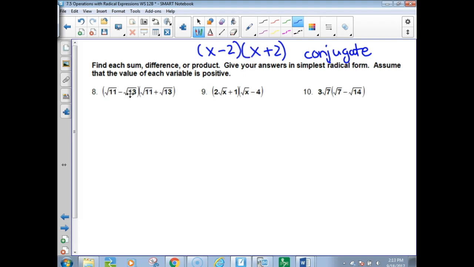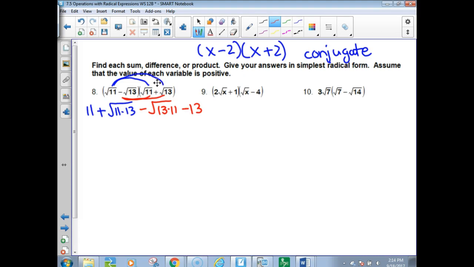So if I multiply these guys, it's a little easier than maybe you think. The square root of 11 times the square root of 11 is 11. I'm going to write it out the long way this first time. I'm going to multiply the square root of 11 times the square root of 13. That's going to be plus the square root of 11 times 13. I didn't even bother to figure out what that is. Then I'm going to do negative square root of 13 times 11. That's going to be minus the square root of 13 times 11. And then last, negative square root of 13 times negative square root of 13 means negative 13.